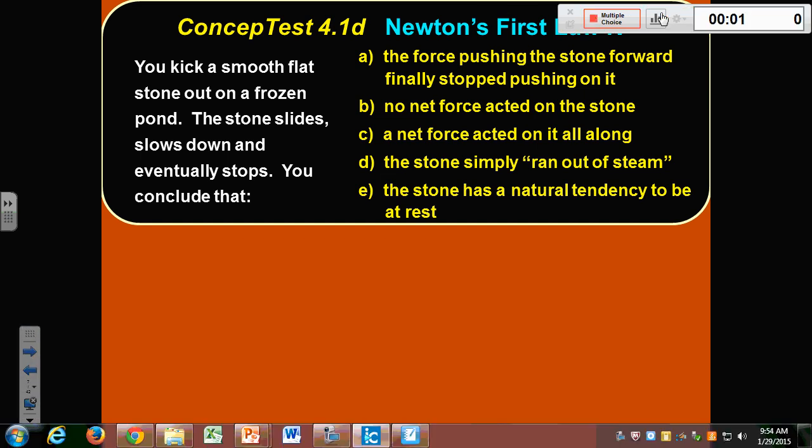All right, you kick a smooth, flat stone out on a frozen pond. The stone slides, slows down, and eventually stops. You conclude that which of these?